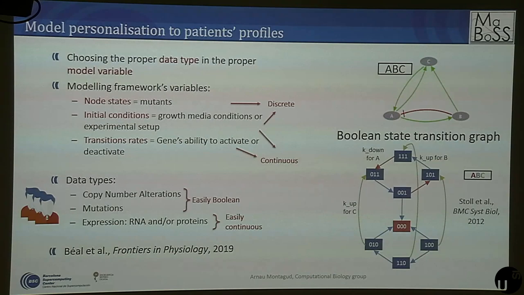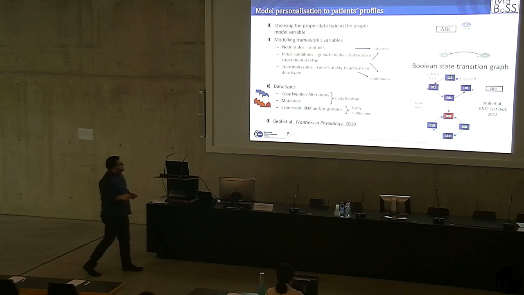So if the node is 0 or 1, we usually equate that to mutants. Different initial conditions, we think of as growth media conditions or a given experimental setup. And then also the transition rates of this state transition graph, so the gene's ability to activate or deactivate. Depending on what variable we want to touch, we use different data, like copy number alterations or expression data. And this was published in January this year.